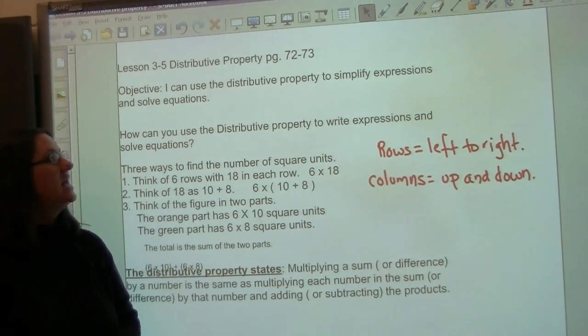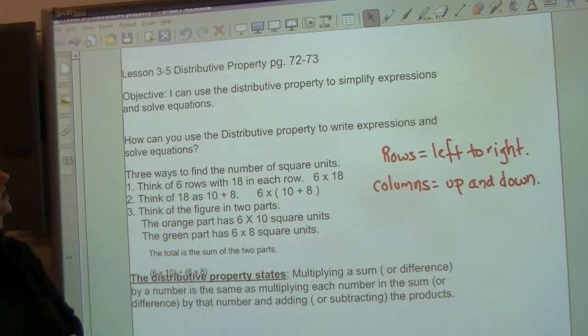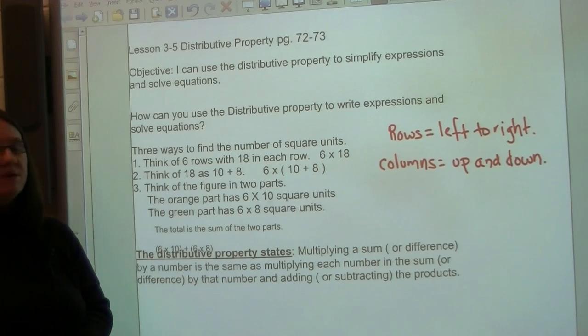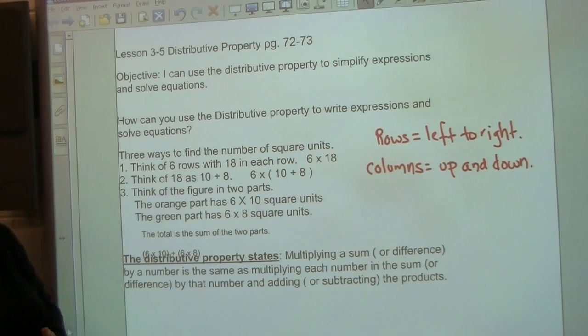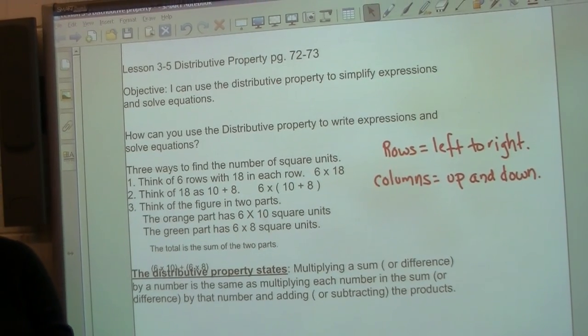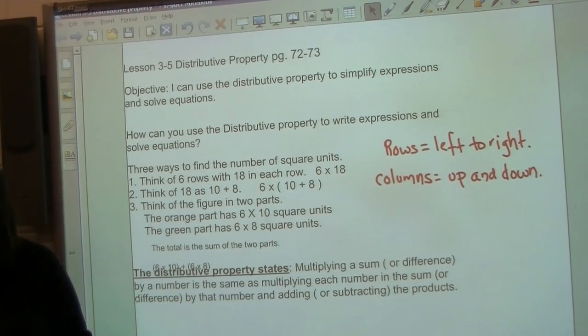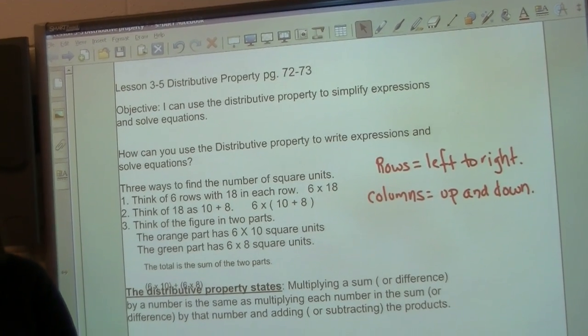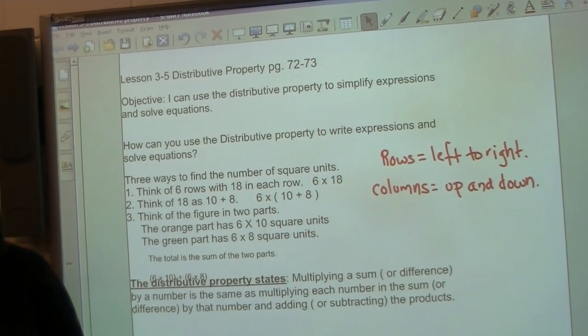So that's our goal by the end of today's lesson, to make sure we can use the distributive property to simplify. Simplify meaning make easier expressions and solve equations. Okay, once you have your objective copied down, we're going to start today and go through the tops of page 72 and 73 first verbally and reading together, and then we will stop to take notes.